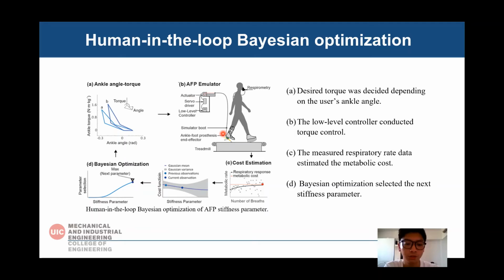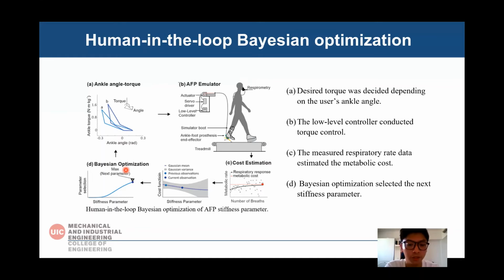While the subject was walking, we got the breathing and heart rate from the device, and we calculated the metabolic cost in figure C. Then we send the metabolic cost to our high-level controller to do the Bayesian optimization in figure D. The next stiffness parameter was calculated in here, and it will be used by A to generate the angle torque curve.